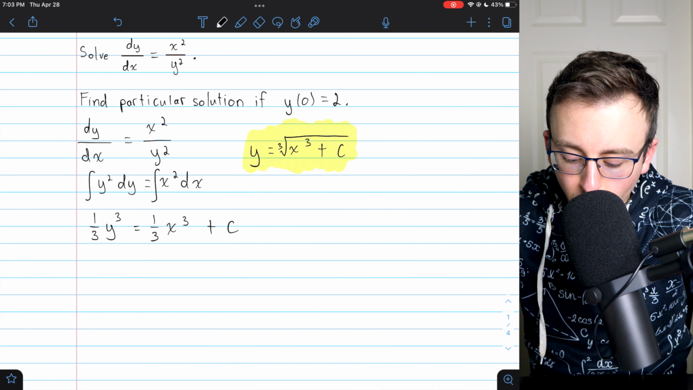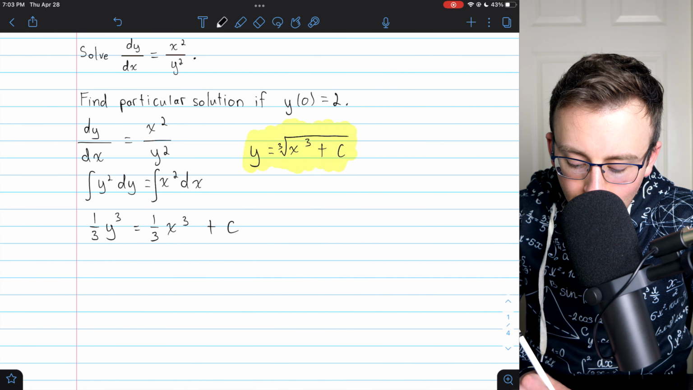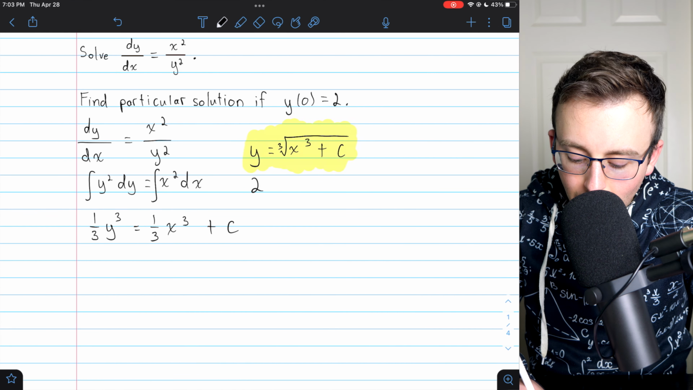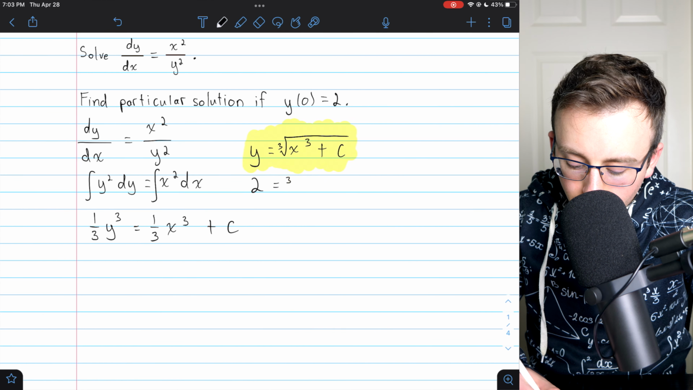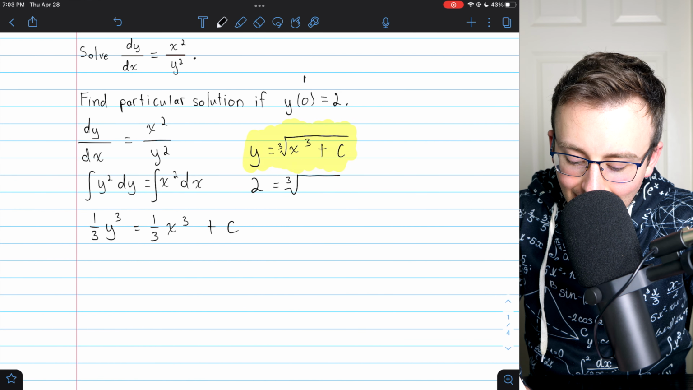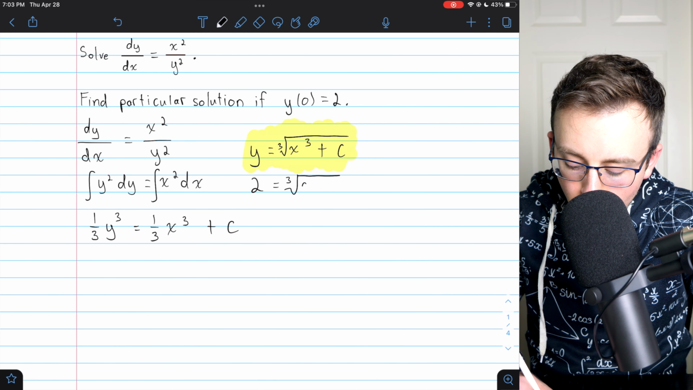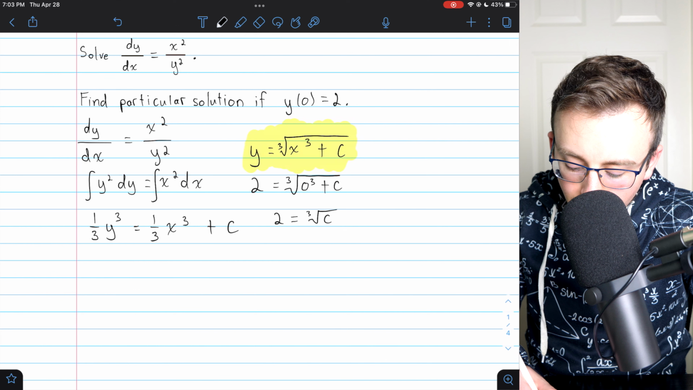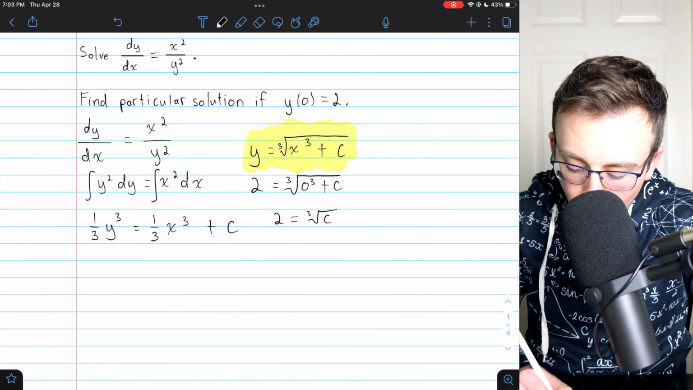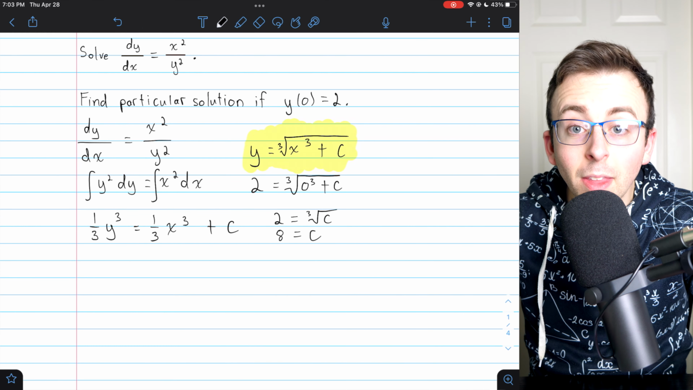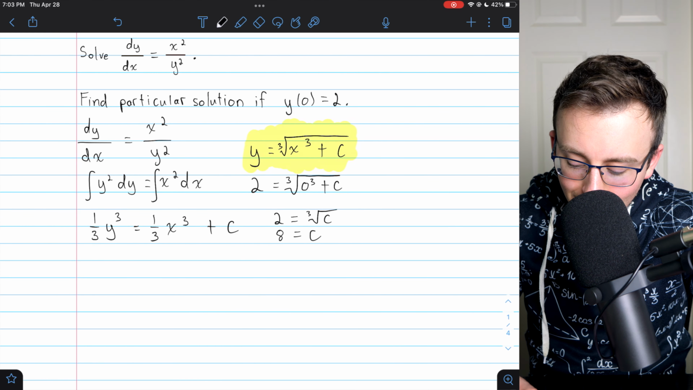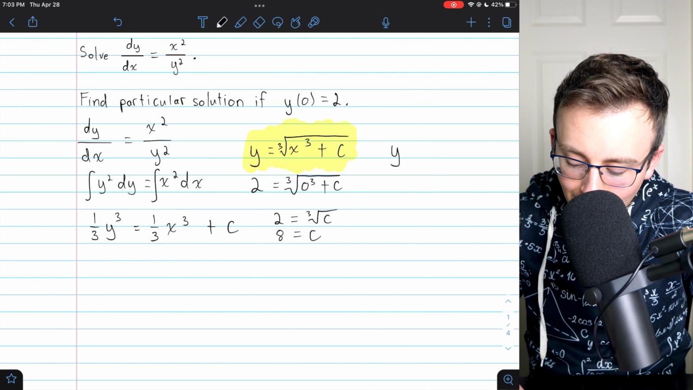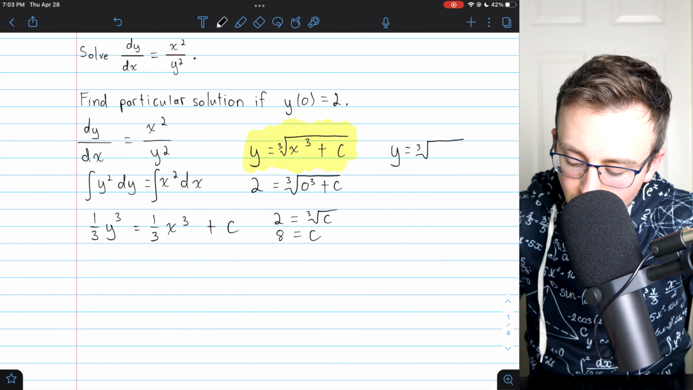Now we can go ahead and find the particular solution given this initial condition. So we just plug the initial condition into our general solution, giving us that 2, because y of 0 equals 2, equals the cube root of, we're plugging in 0 for x, so the cube root of 0 cubed plus c. Thus, 2 is equal to the cube root of c, and then cubing both sides, we have that c must be equal to 8. And so our particular solution, given this initial condition, is that y equals the cube root of x cubed plus 8.